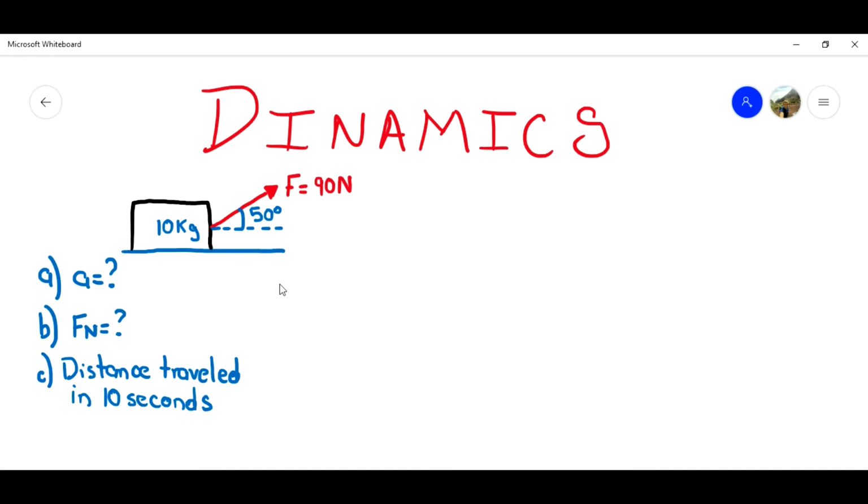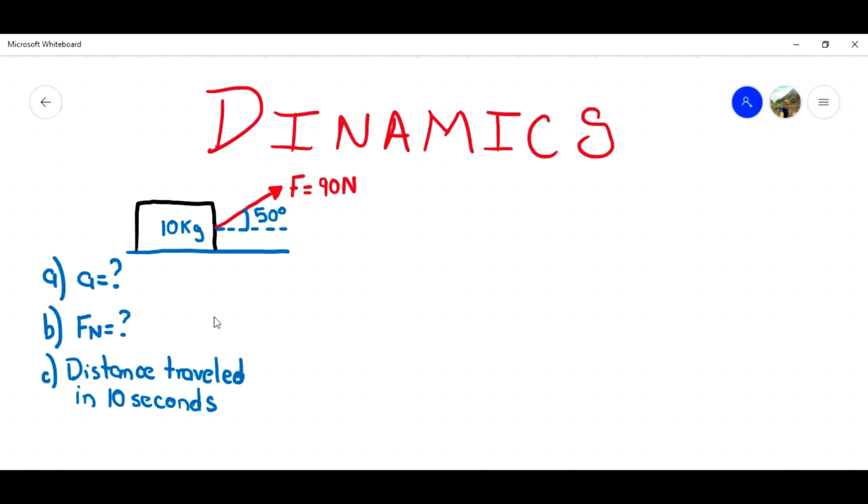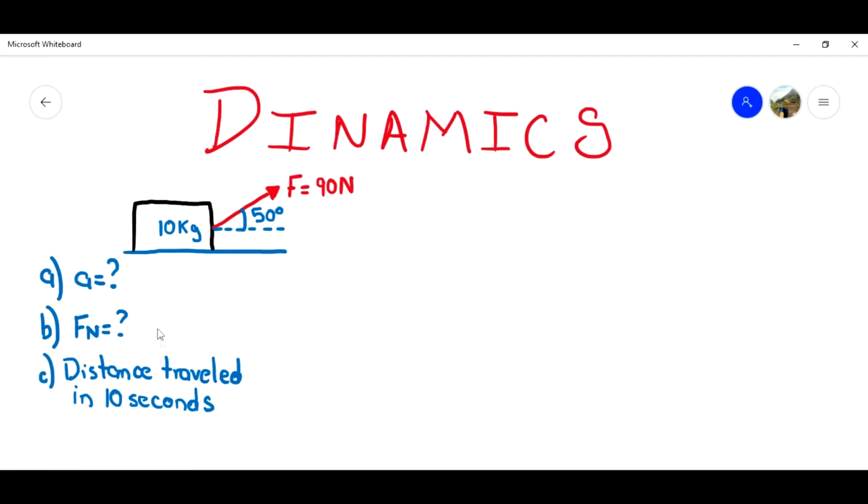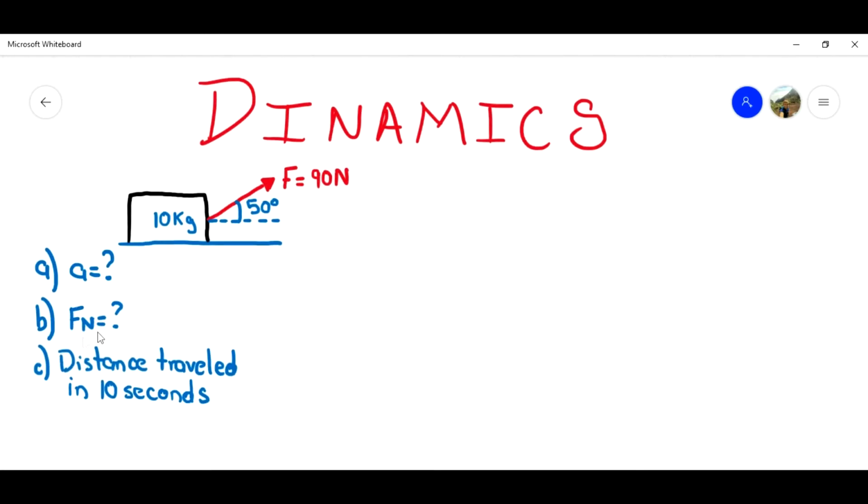Now, there are some questions that we need to answer. The first question is, what will be the acceleration of this block? What is the normal force and what is the distance traveled in 10 seconds? In a moment, I'm going to define what the normal force is, but this is how we identify the normal force. Every time that we have these kind of problems, they are going to have the same structure. I'm going to have the drawing.